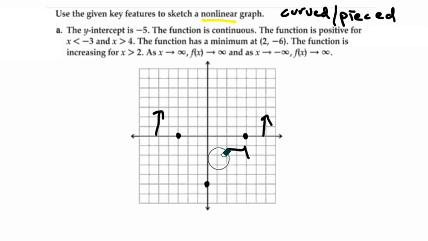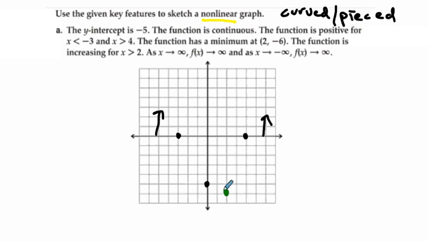Okay, now it tells me that the function has a minimum. Ooh, we remember minimum and maxima, right? The function has a minimum at 2, -6. Well, let's find where 2 is. 2 is over here, and -6 is 1, 2, 3, 4, 5, 6, right here, okay? And then it says the function is increasing for x is greater than 2. So that means that after this point right here that I just sketched, this thing is going up. The slope is up, right?